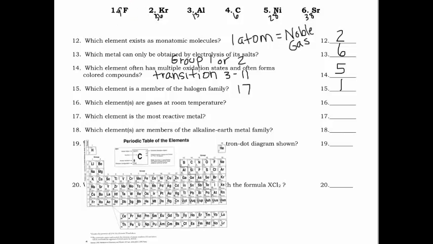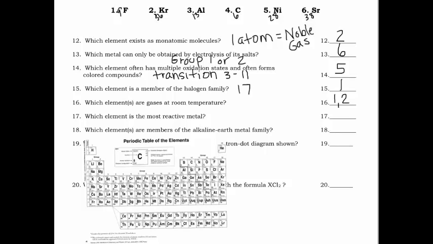Number 16, which elements are gases at room temperature? You were supposed to color code a key for your periodic table to remind yourself which ones are. But in case you haven't memorized it yet, they're hydrogen, nitrogen, oxygen, fluorine, chlorine, and then all of the noble gases. They're all gases at room temperature. So we actually have more than one that are gases in our list. We have fluorine and we have krypton, which is a noble gas. So number 1 and number 2 are both gases.